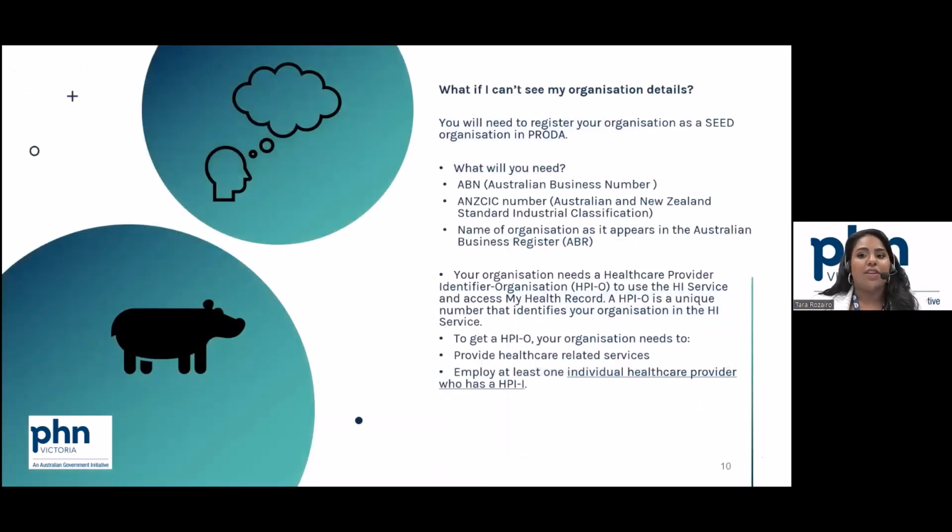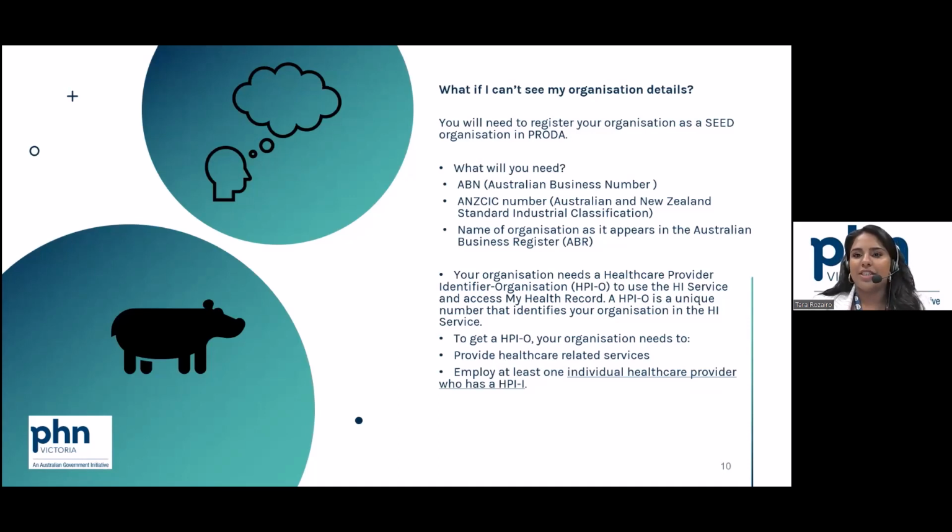So what do you do if you cannot see your organisation details? Well, you'll need to register your organisation as a seed organisation in Proda. And to do that, you'll need to have your ABN number, your ANSIC number, and your details of where you actually are located in the practice.